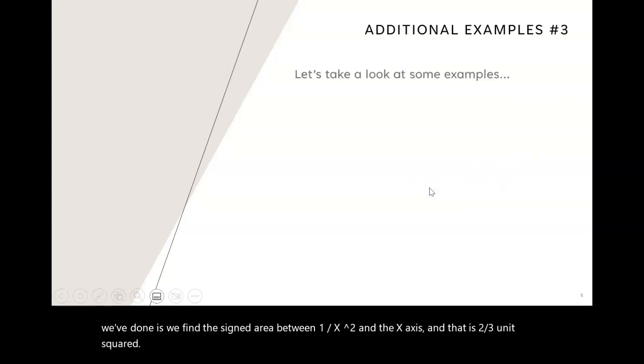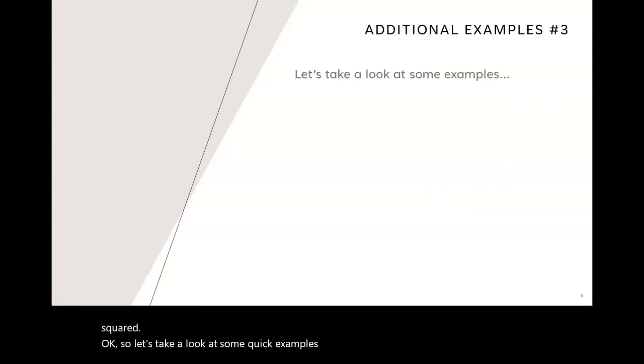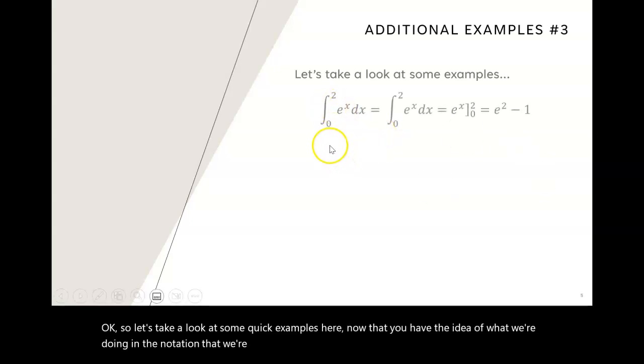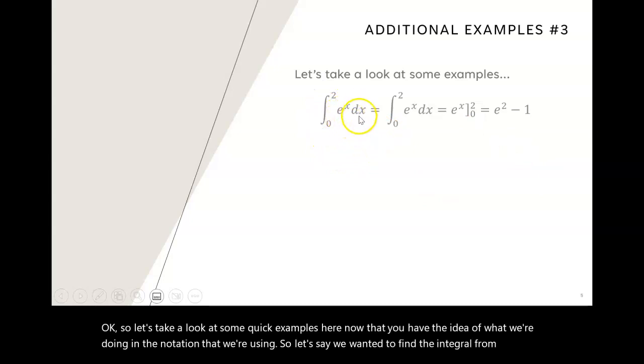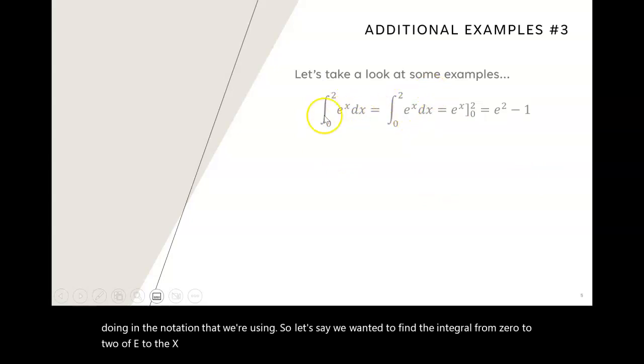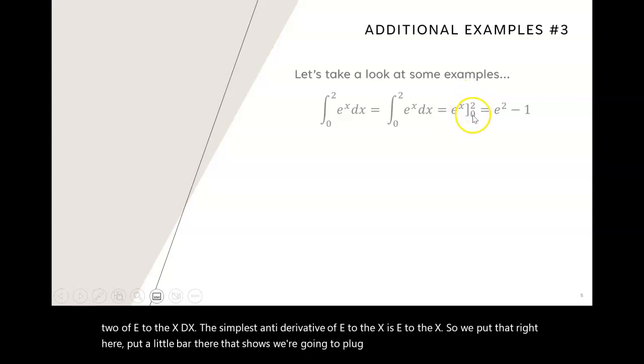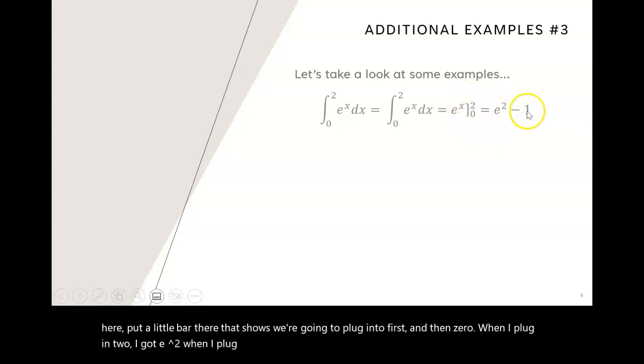Okay, let's take a look at some quick examples here. Now that you have the idea of what we're doing and the notation that we're using, let's say we wanted to find the integral from 0 to 2 of e to the x dx. The simplest antiderivative of e to the x is e to the x. So we put that right here, put a little bar there that shows we're going to plug in 2 first and then 0. When I plug in 2, I get e squared. When I plug in 0, I get e to the 0, which is 1. And that's it. That's your final answer.